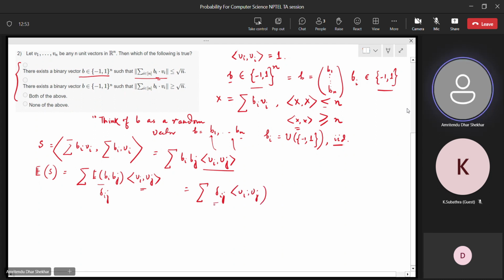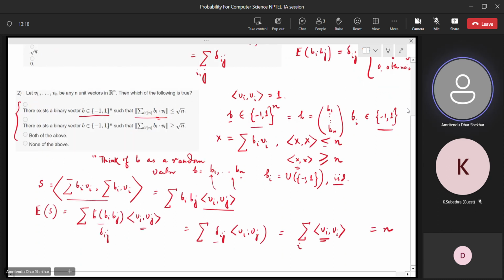Now this is 0 if i is not equal to j. So this is equal to the sum over i of ⟨v_i, v_i⟩. Now these are unit vectors, so each of these is equal to 1, and you have taken it over i's, so the sum is equal to n. Okay. So the expectation of this random variable is equal to n.